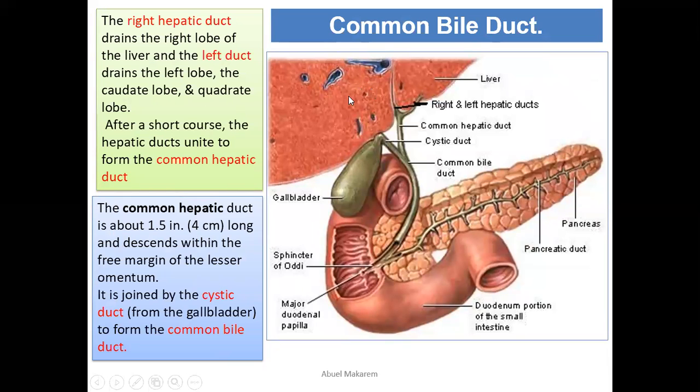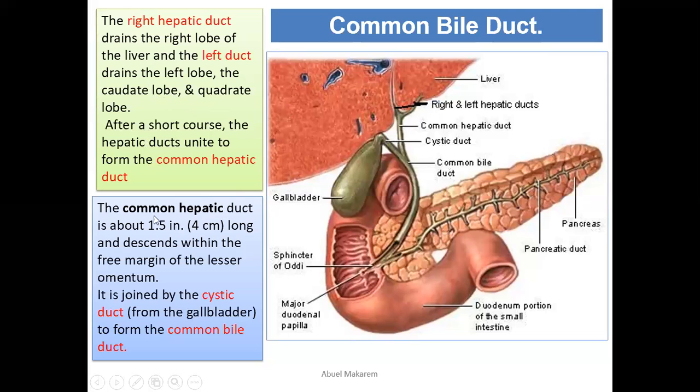So finally all the small ducts in the liver join to form the right and left hepatic ducts. The right hepatic duct drains the right lobe of the liver, and the left duct drains the left lobe. As is understood, the right duct will drain the right lobe and the left duct will drain the left lobe of the liver, as well as the caudate lobe. After a short course, the hepatic ducts unite to form the common hepatic duct. These right and left hepatic ducts join together to form the common hepatic duct.